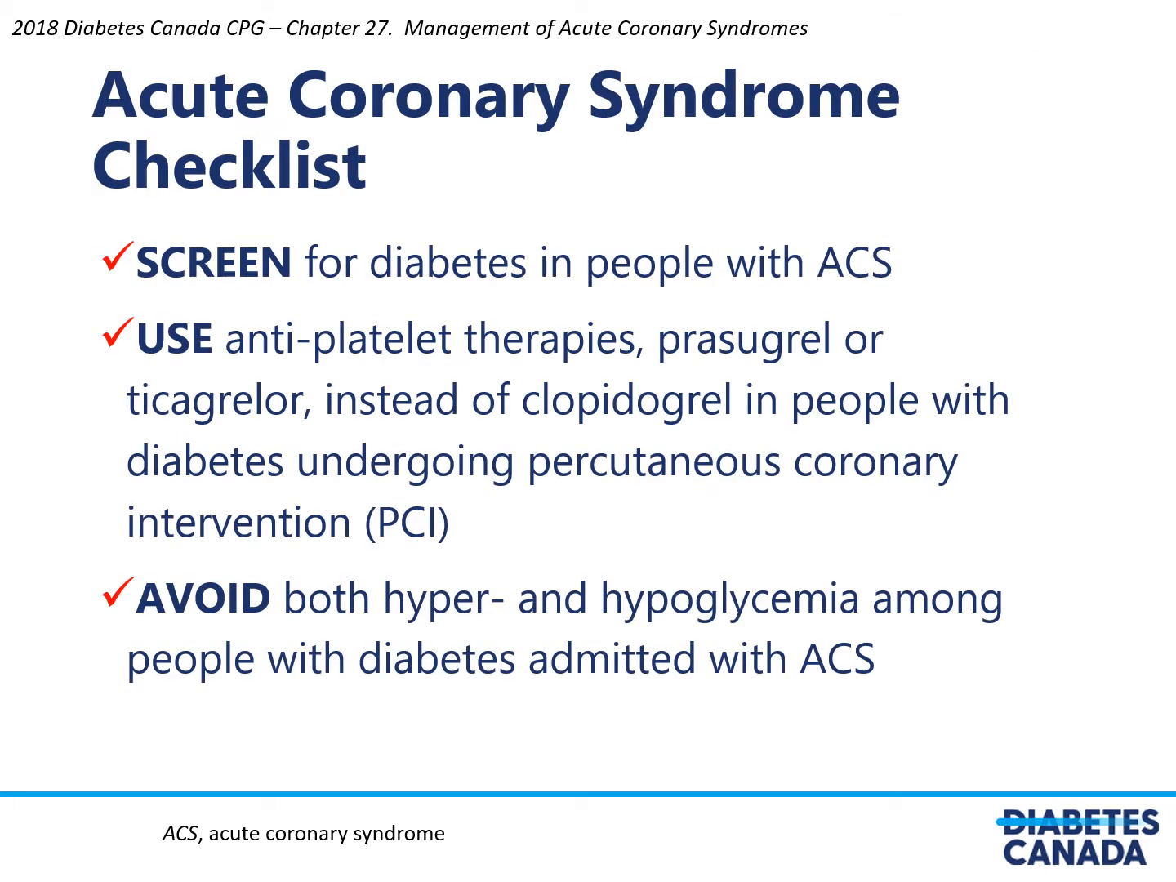The checklist for acute coronary syndrome is as follows. Screen for diabetes in people with acute coronary syndrome. Use anti-platelet therapies, Prasugrel or Ticagrelor, instead of Clopidogrel in people with diabetes undergoing percutaneous coronary intervention. Avoid both hyper and hypoglycemia among people with diabetes admitted with ACS.